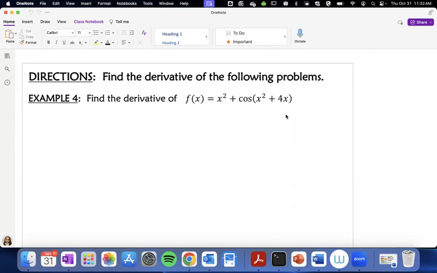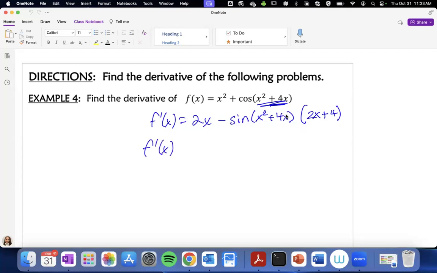All right. Derivative of this is going to be 2x, right? That's easy. Now, what's the derivative of cosine? Negative sine. So it's negative sine of the exact same quantity. And then take the derivative of this, which is 2x plus 4. So then I can just write that in front, clean it up, and you get this. Minus quantity of 2x plus 4 times the sine of x squared plus 4x.